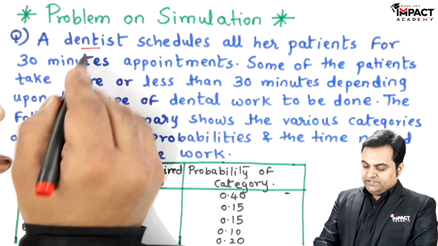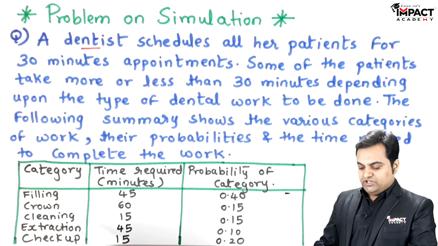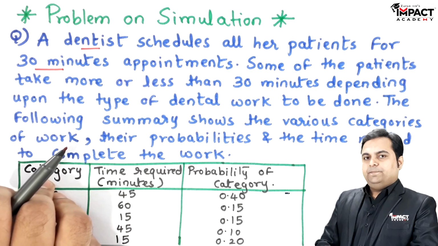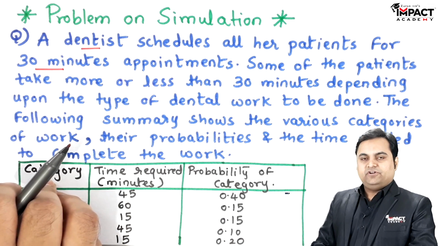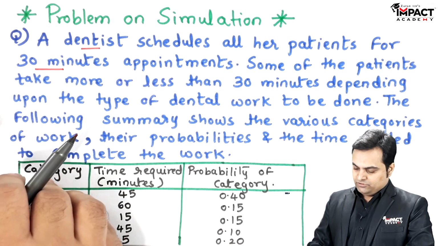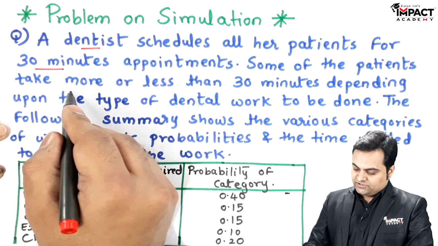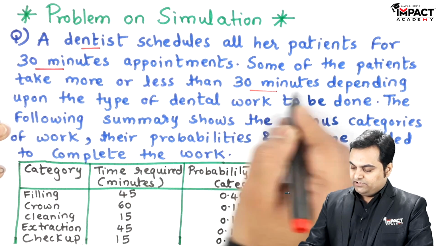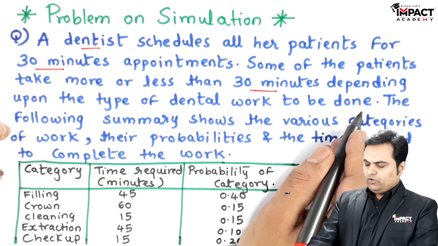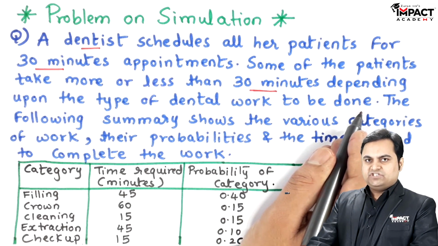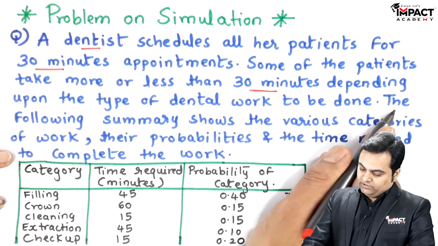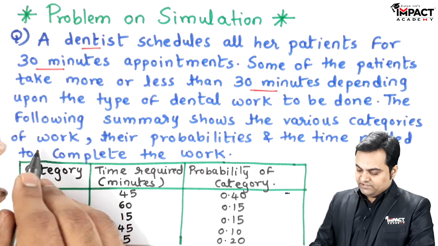It means the dentist is giving each patient a 30 minute appointment, so one patient will come and his treatment will get over after some time, and then the next patient would enter after 30 minutes. Some patients take more or less than 30 minutes depending upon the type of dental work to be done. Then the following summary shows the various categories of work.